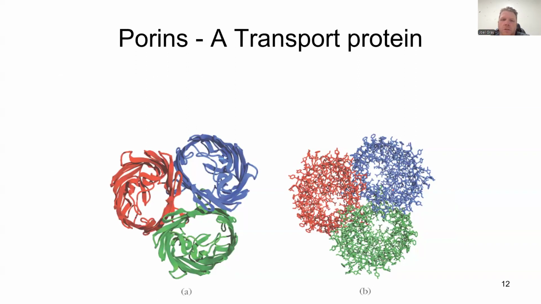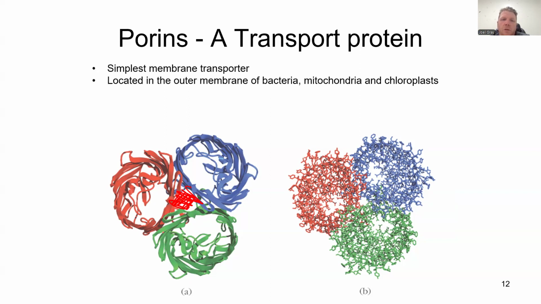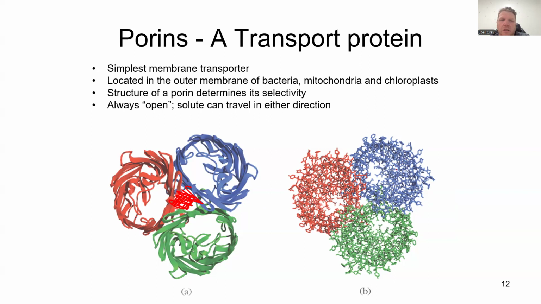Now, porins are a pretty cool class of proteins. These are transport proteins, and this is an example of a porin. It's this region right here that is the pore that's being made to allow for a molecule to go through. Now, these are the simplest membrane transporters. These are located in the outer membrane of bacteria, mitochondria, and chloroplasts. The structure of a porin determines its selectivity.